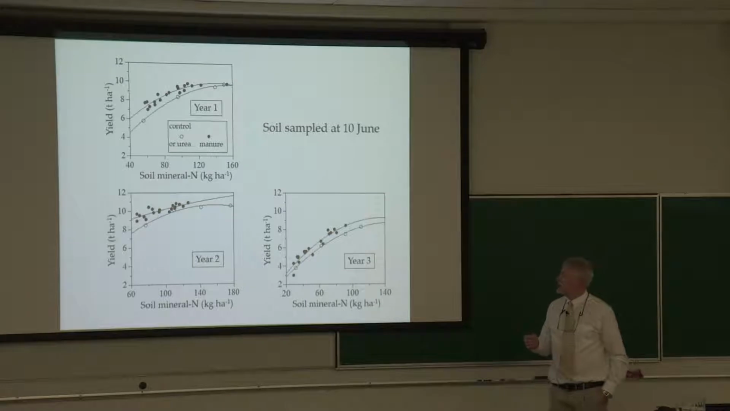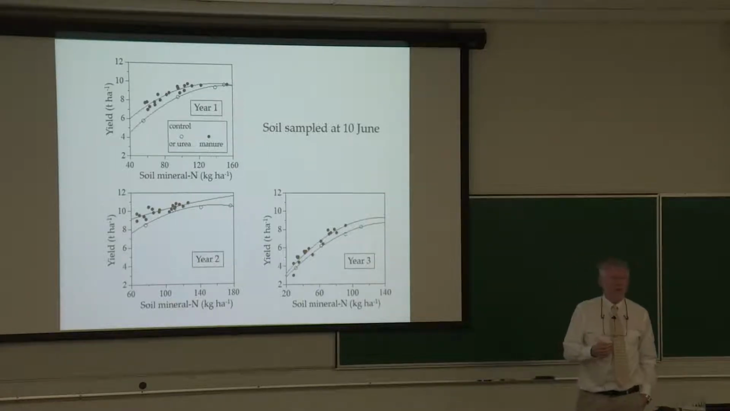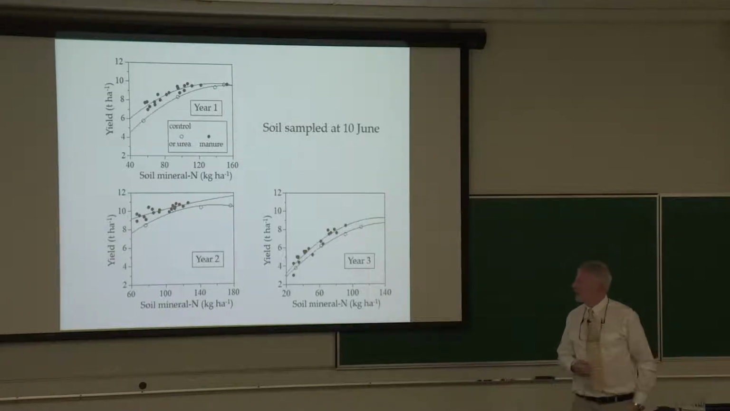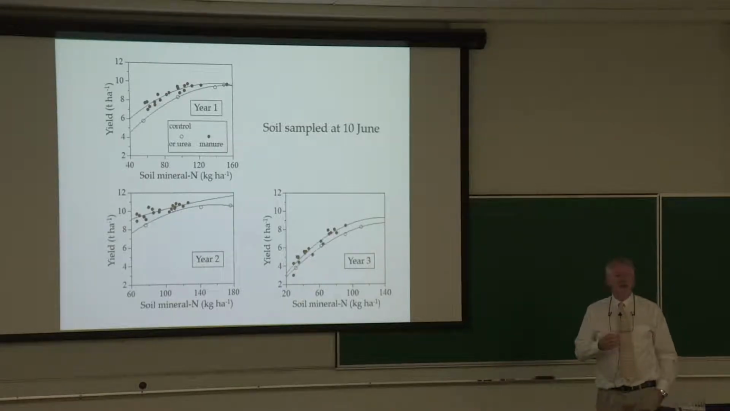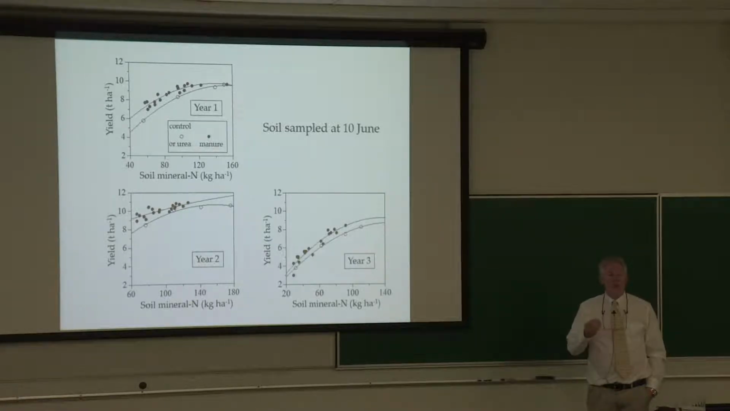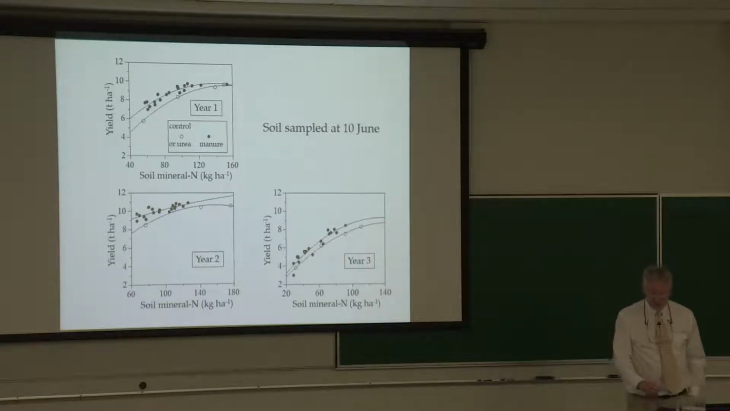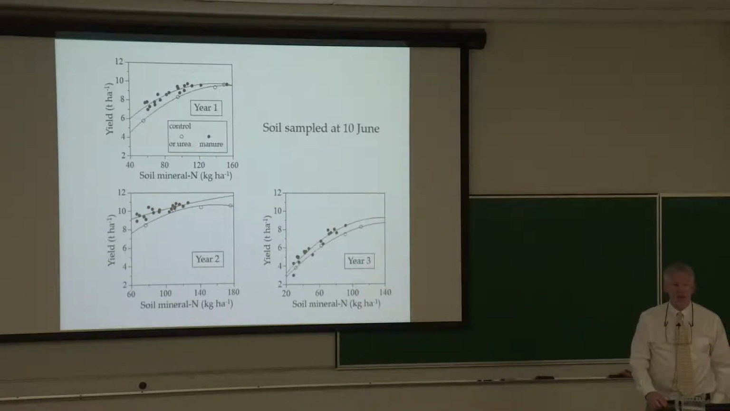That's telling me that this difference of 0.5 to 1.0 tons per hectare difference in yield is telling me that post the 10th of June, you're going to get more from the manure. You haven't seen everything yet from the manure at the 10th of June. There's more to come. And the timing of release then is underlying.